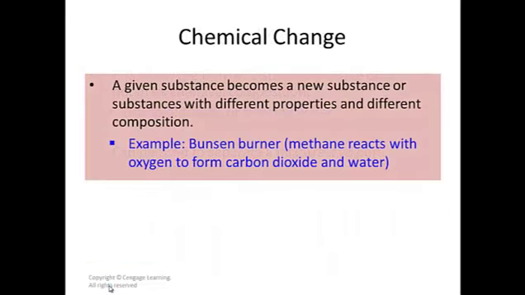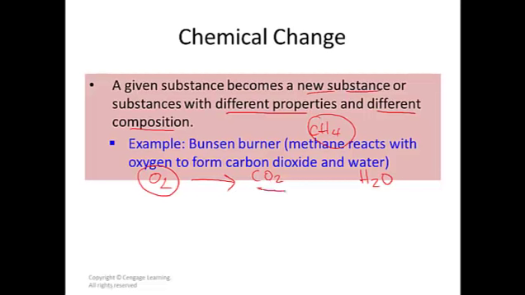Next, we'll be looking at chemical changes. In chemical changes, we have a new substance, or maybe new substances, with different properties and different composition. So if you have a Bunsen burner, we would have methane. Methane is CH4. It reacts with oxygen, which is O2, to form carbon dioxide and water. So we start with these two, and we end with these two. Totally different substances. So we do have a chemical change.